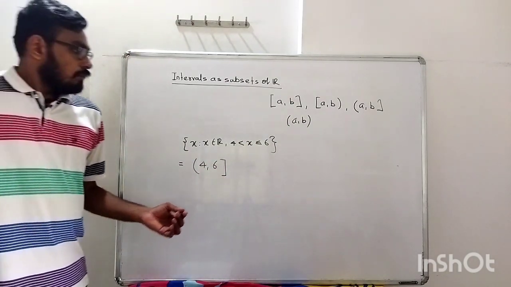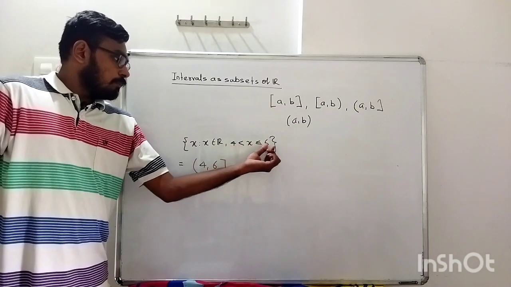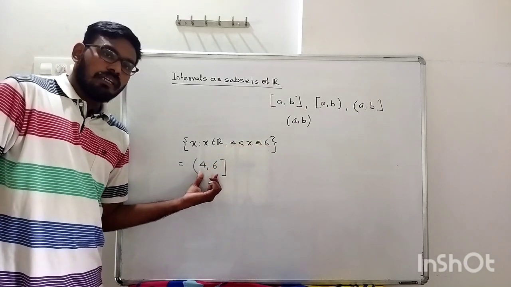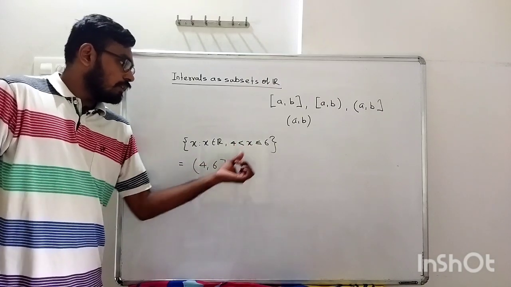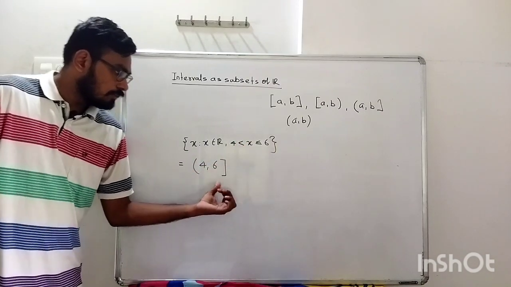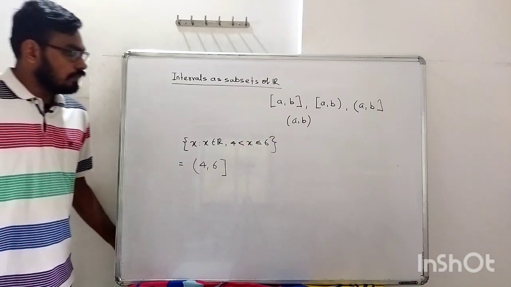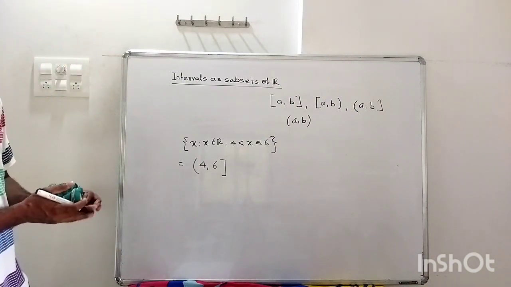So what we do basically, we put both these numbers inside brackets, putting a comma in the middle, and wherever there is less than, we put a round bracket, wherever there is less than or equal to, we put a square bracket. Okay. This is one example.